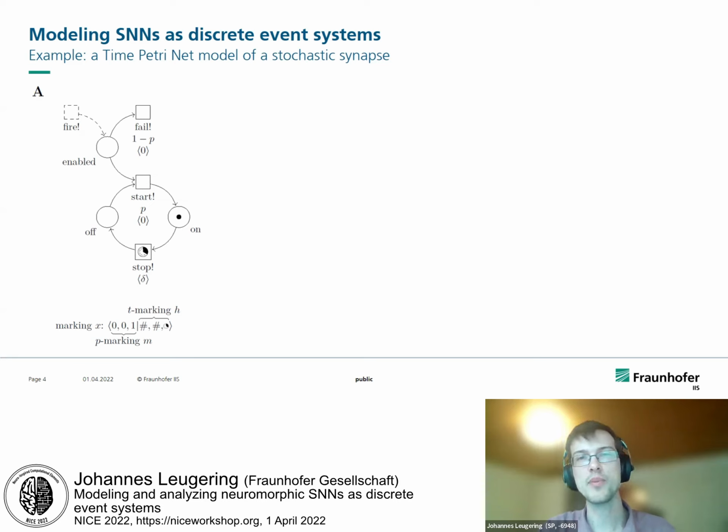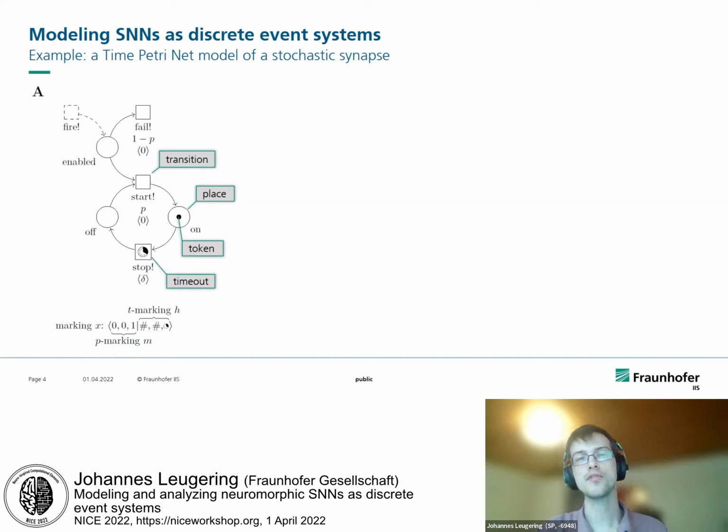What you see here is a picture of how you could represent a stochastic synapse in one of these time Petri nets. It's composed of different blocks. You see places that are shown as circles, and each place can hold a number of tokens that are shown by these black dots. In between these places, you have transitions. These transitions can take tokens from some places and add tokens to other places. This models basically the transition of states by moving around tokens.